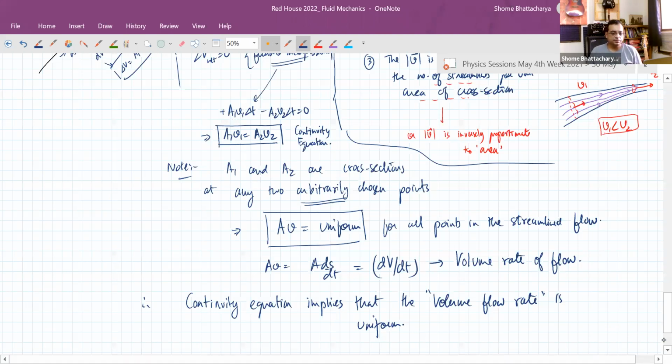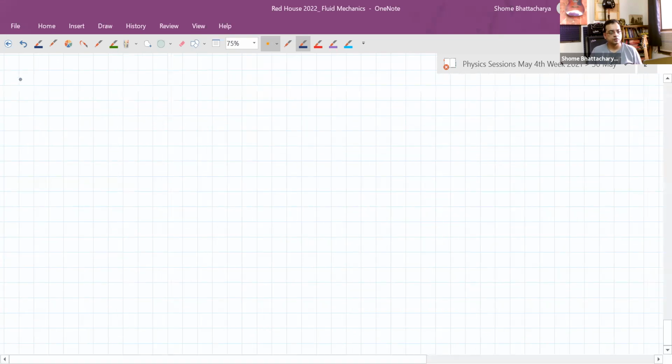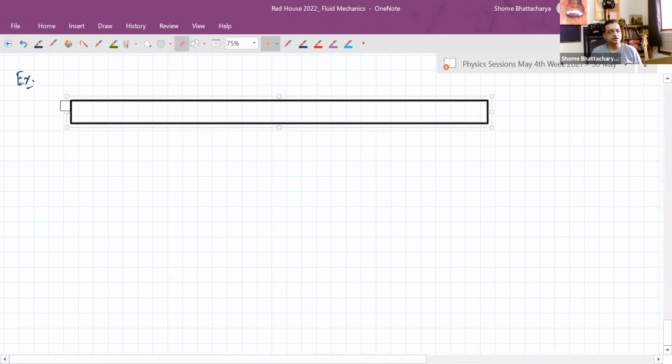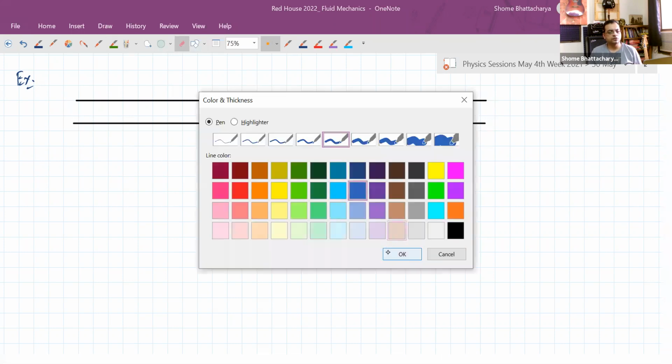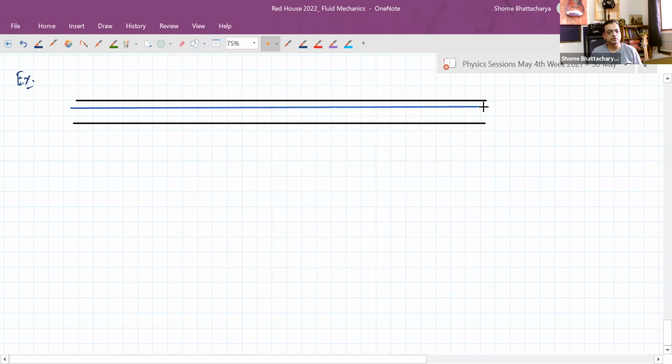Okay, so next up, let's understand the implication of this with some examples. For example, not very surprising at all, if we consider a horizontal pipe of uniform cross section and liquid in streamlined motion across it, then the velocity of flow should be uniform, and the streamlines should look like parallel lines which are equally dense everywhere. So I'm just doing a basic representation with two streamlines.